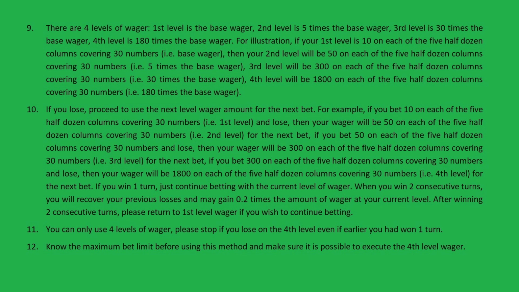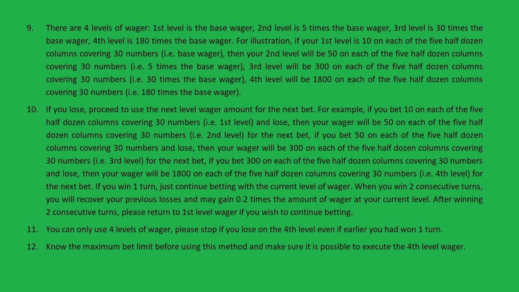Third level will be 300 on each of the 5 half dozen columns covering 30 numbers, i.e. 30 times the base wager. Fourth level will be 1,800 on each of the 5 half dozen columns covering 30 numbers, i.e. 180 times the base wager. 10. If you lose, proceed to use the next level wager amount for the next bet.